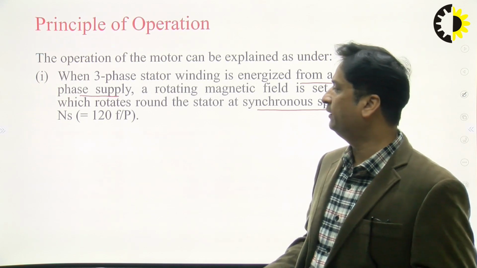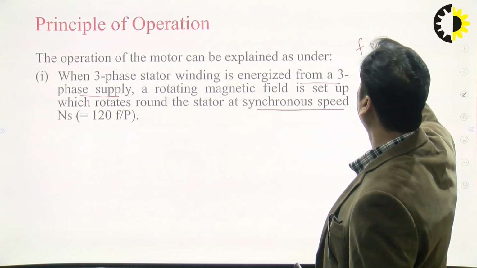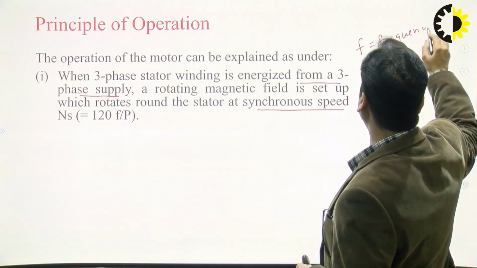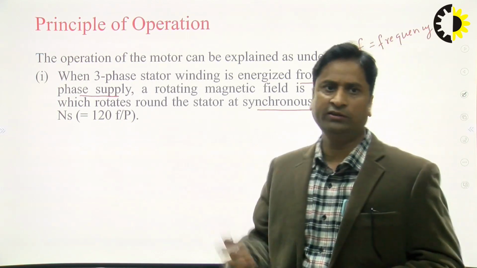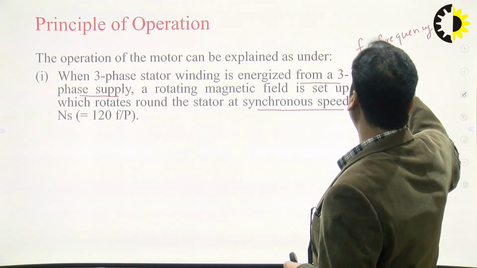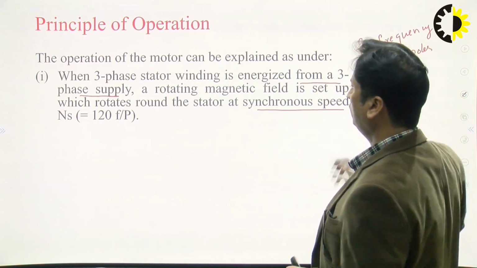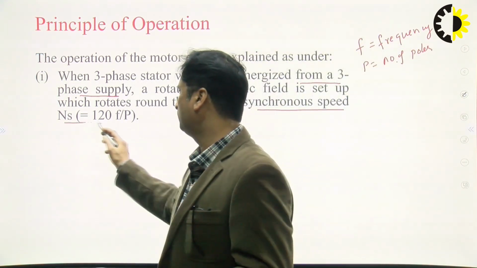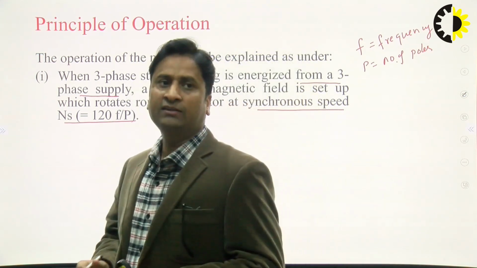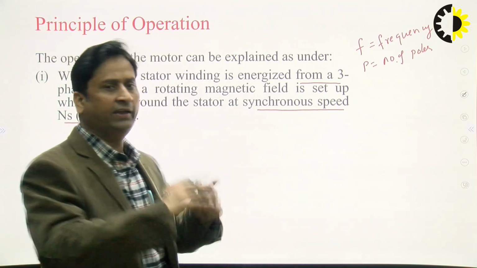The speed is given by Ns = 120 f / P, where f is the frequency at which we apply the supply, and P is the number of poles. On this basis we decide the synchronous speed Ns given by this formula. So it means that a rotating magnetic field is set up in the air gap.